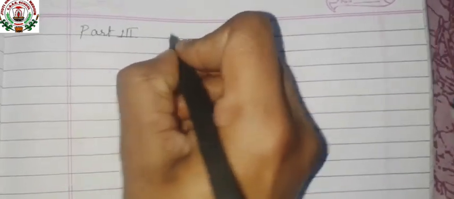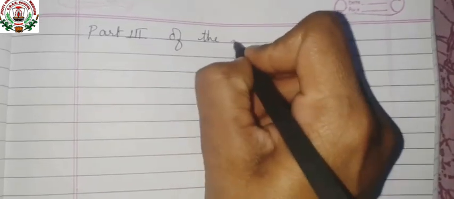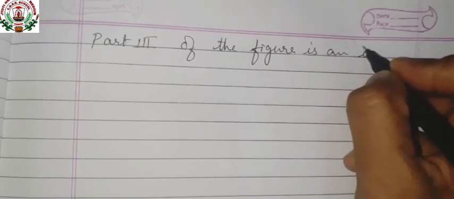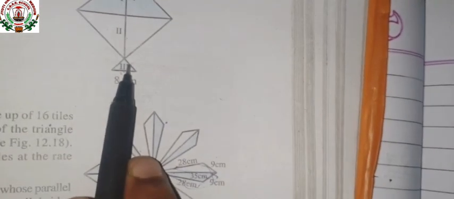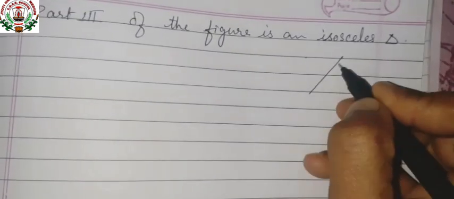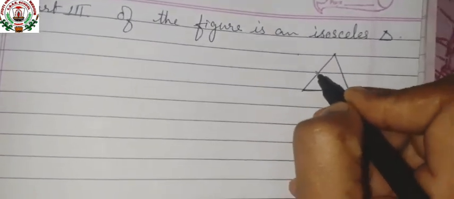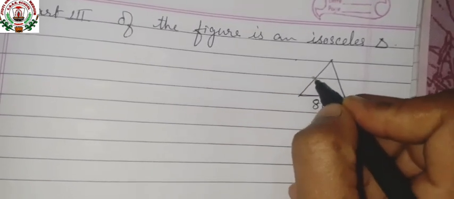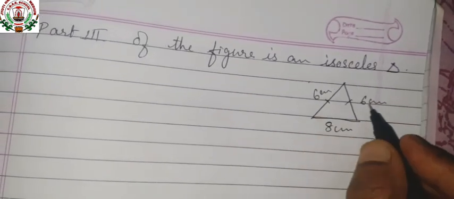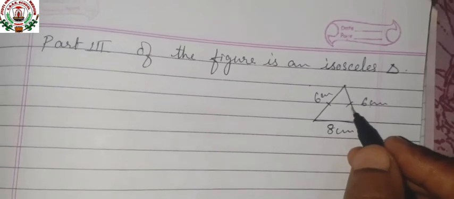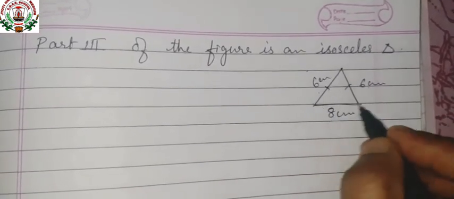Now part 3 of the figure is an isosceles triangle. Yes or no? That means the figure in the book, you can see this part is an isosceles triangle. So here likewise the isosceles triangle is made. This part base is 8 centimeter and this is 6 centimeter. The other side is also 6 because it is an isosceles triangle. So adjacent sides are equal. Okay, so using Heron's formula we can find the area of this triangle.